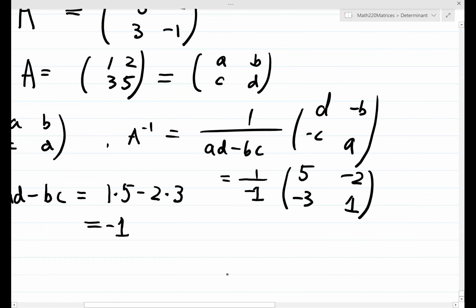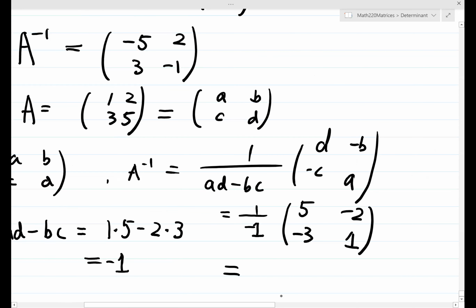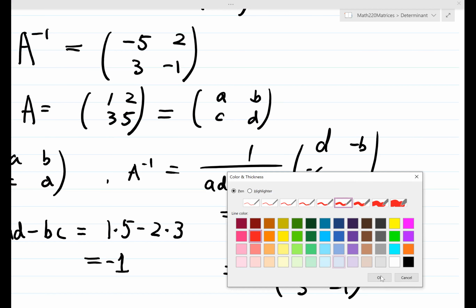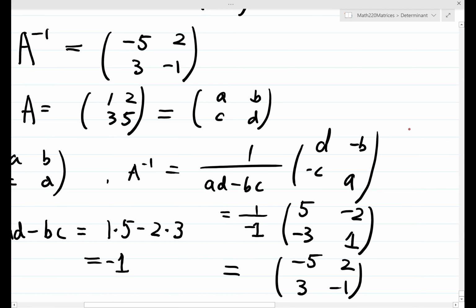Using Cramer's rule, we finally multiply -1 to every entry. So you get -5, -2, so we get a +2. -3, we get a 3. -1, so we get -1. So you see, this is exactly identical with what we get using Gauss-Jordan elimination. You see, we get the same.